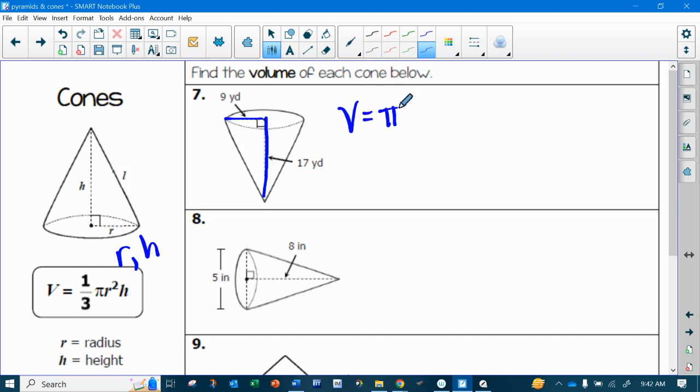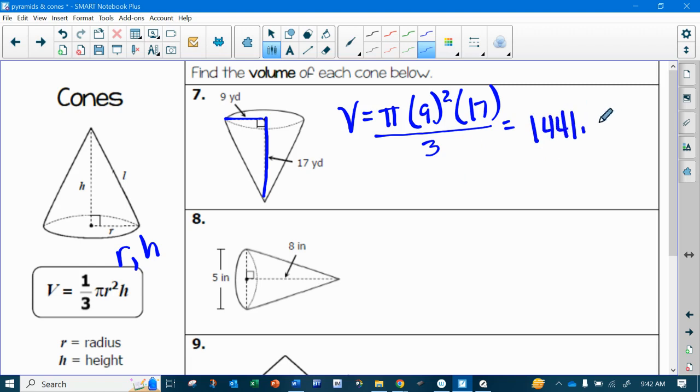Volume is pi r squared h divided by 3. So just type it in your calculator and hit enter. Pi times 9 squared times 17 divided by 3. And you get 1441.99 yards cubed. And you're done. Super duper easy.